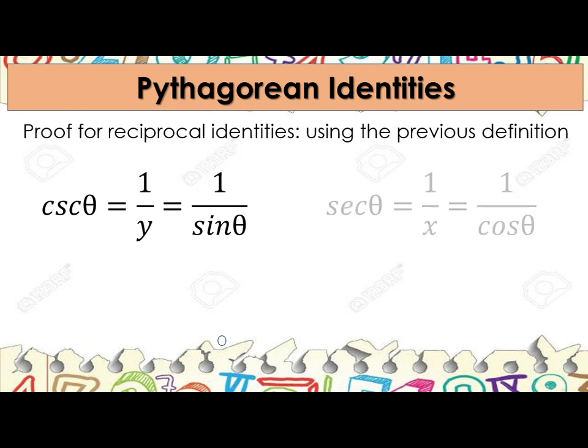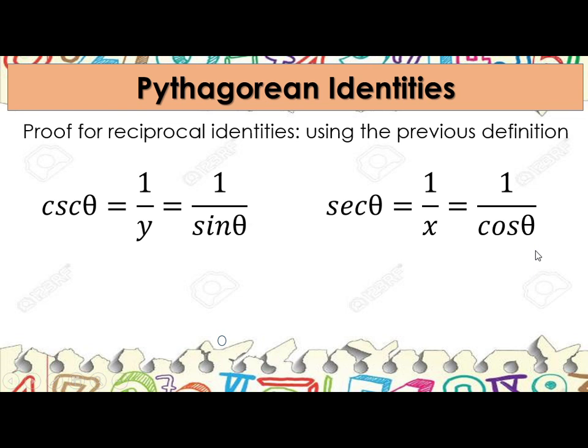Okay, and for the secant, this will be the proof. Secant theta is equal to 1 over x, as we all know, right? And we all know x is for cosine theta. Therefore, if you substitute that, you will have 1 over cosine theta. That's why secant theta is equal to 1 over cosine theta.